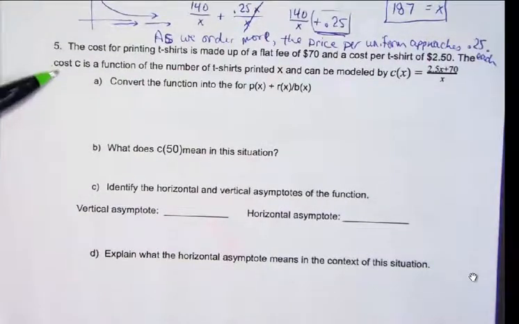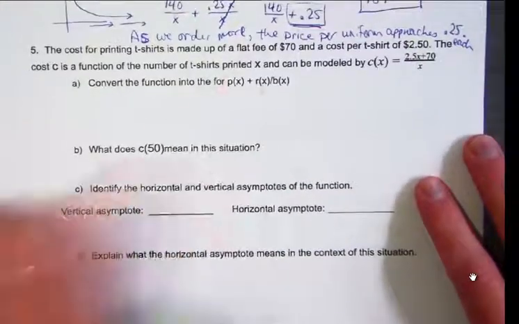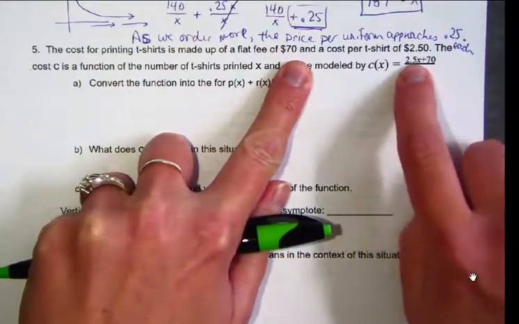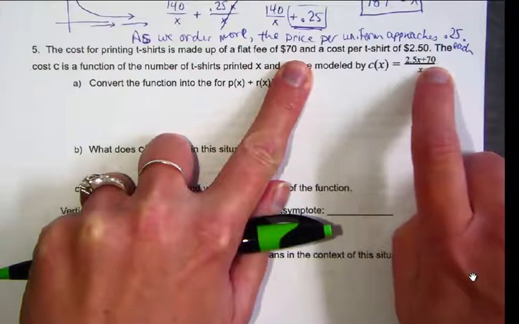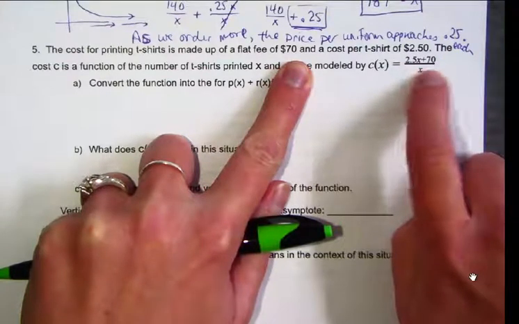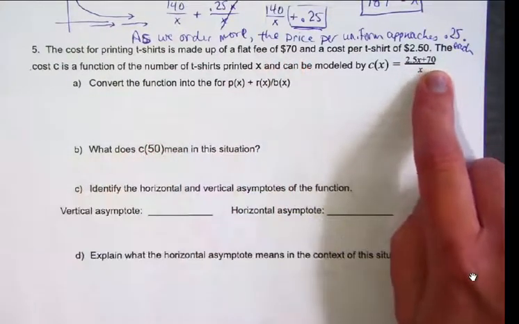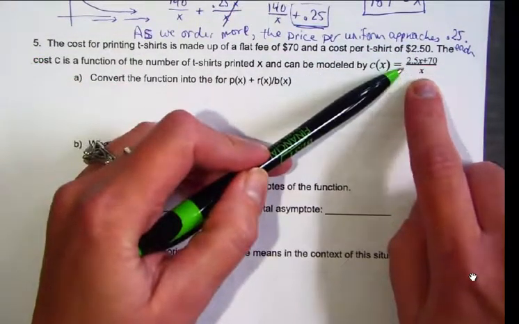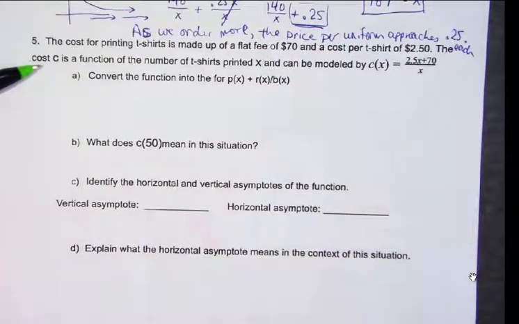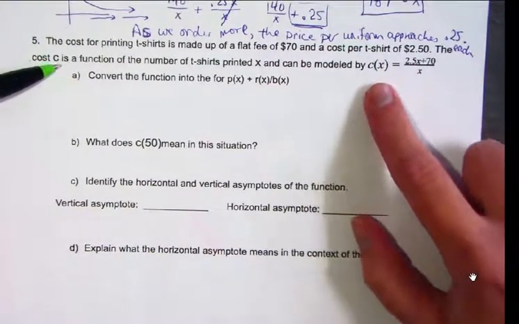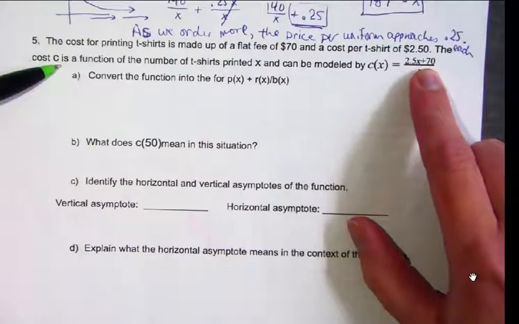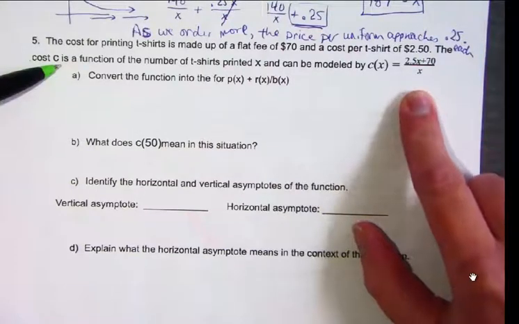The cost for printing t-shirts is made up of a flat fee of $70 and a cost per t-shirt of $2.50. So I see it in this equation. Looks like they put the flat fee second, but since addition can happen in either order, it's not going to change the answer. We can write that $2.50 per t-shirt plus 70. Doesn't matter which order we put that in. So the cost is a function of the number of t-shirts printed, x, and can be modeled by C of x equals 2.5x plus 70 over x.